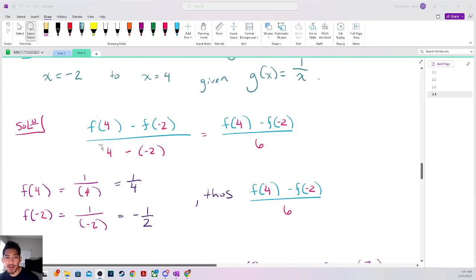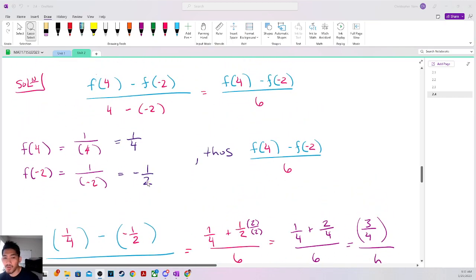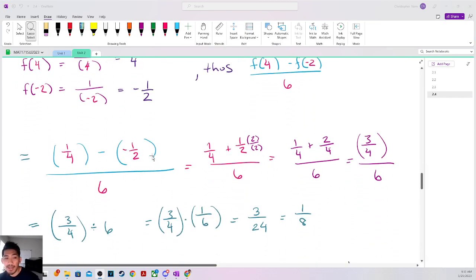And then if I calculate the outputs of f of 4 and f of negative 2, I get 1/4 over negative 1/2. 1 divided by negative 2 is the same thing as negative 1/2, by the way. So this is going to be calculated as 1/4 minus negative 1/2 over 6. I'm going to turn this to addition by distributing negative. So I got 1/4 plus 1/2. And now I have to get least common denominators. So boom, 1/4 plus 2 over 4. Add these together, I get 3 over 4 divided by 6.